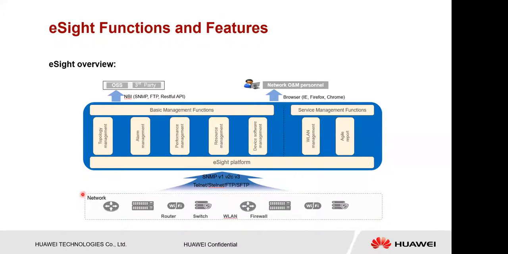So how do the network devices communicate with eSight? Basically it is based on SNMP. It will communicate using the SNMP protocol, Telnet, Ethernet, FTP, and also SFTP.